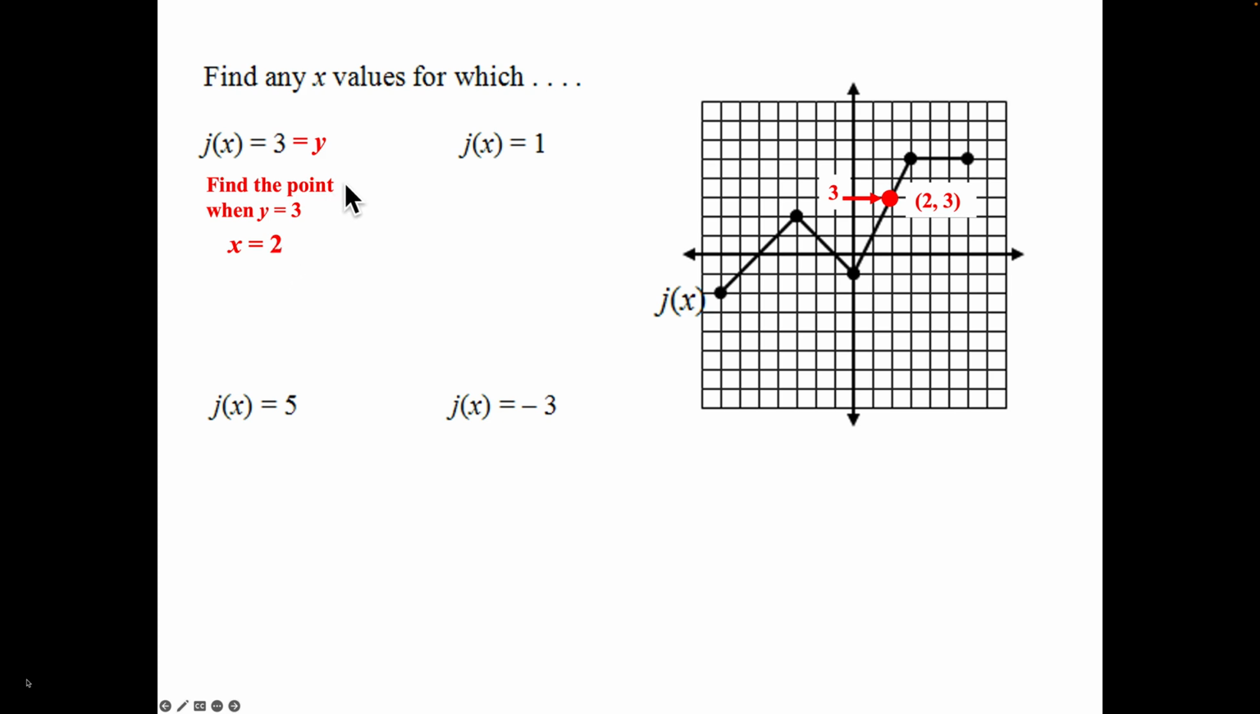All right. Next, j of x is equal to 1. So now we're going to go to 1 on our y-coordinate, but holy smokes, hold the phone. We can go to the left and hit 2 points, and we can go to the right and hit a point. There are 3 points that have a y-coordinate of 1. 1, 2, 3, 4. At negative 4, 1. At negative 2, 1. And at 1 comma 1. So we have 3 answers for x. Remember, this was plural. So x equals negative 4, negative 2, and 1.